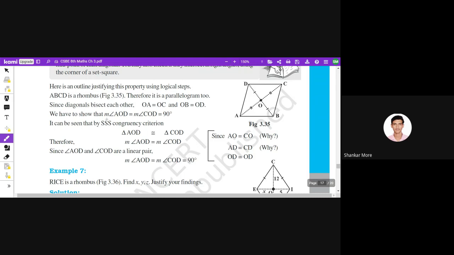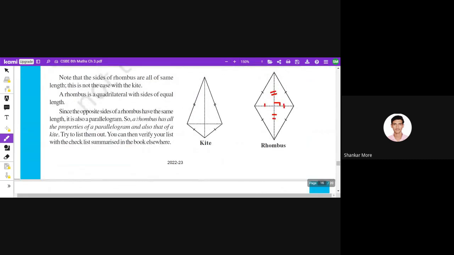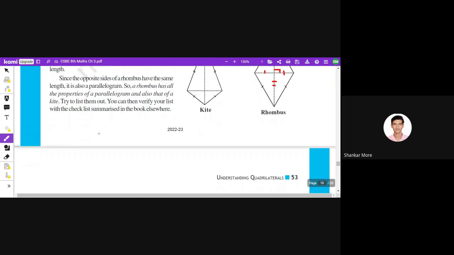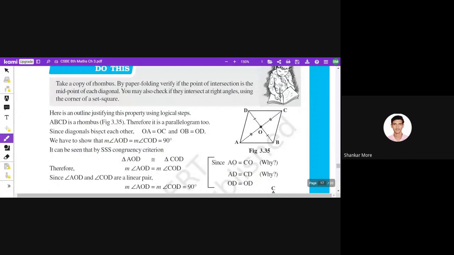So how are we going to do this? See, ABCD is a rhombus, which is given here, therefore it is a parallelogram too. So we have learned that a rhombus has properties of a parallelogram as well as a kite. In fact, it is written here that a rhombus has all the properties of a parallelogram, but it is not necessary that it has all the properties of a kite. But all the properties of a parallelogram will also hold in a rhombus, right?